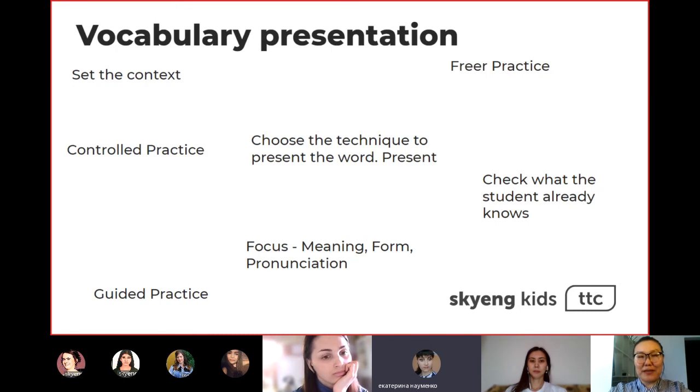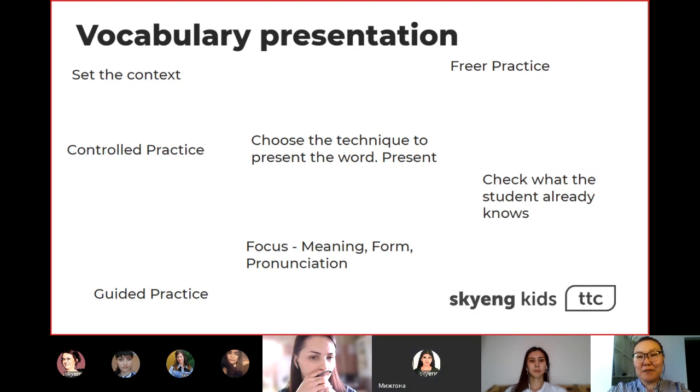Okay, Ms. Gonam, what do you think? Maybe I will start with set the context. Then I will choose the technique to present the word, then present, and then check what the student already knows. Then I will focus on meaning, form, pronunciation. After that, pair practice, and then controlled practice and guided practice. I think like that. Okay, thank you for the idea.